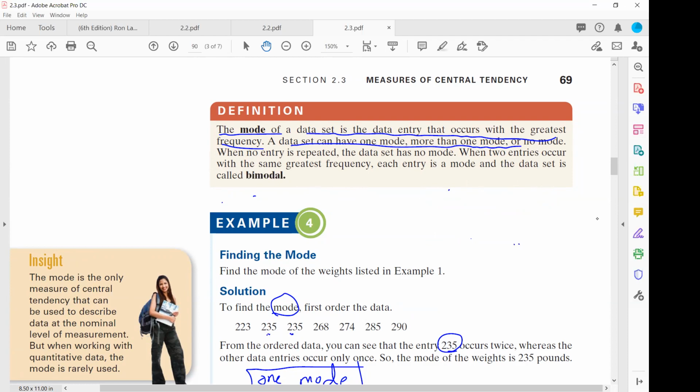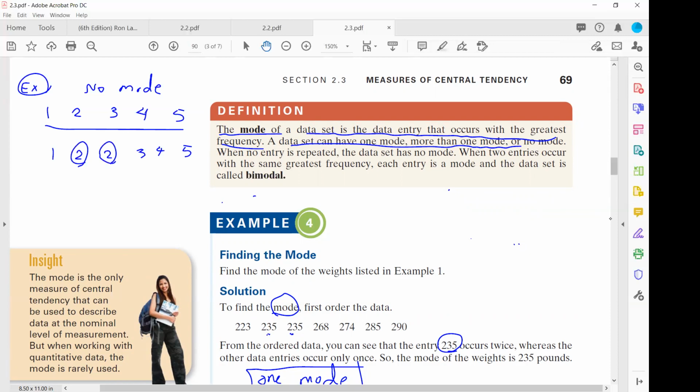So take a look at this collection. You have 1, 2, 3, 4, and 5. No mode here. There is no mode. None of these numbers is repeated more than once. Take a look at this example. 1, 2, 2, 3, 4, 5. As you can see, 2 is repeated twice. So the mode is 2, one mode.